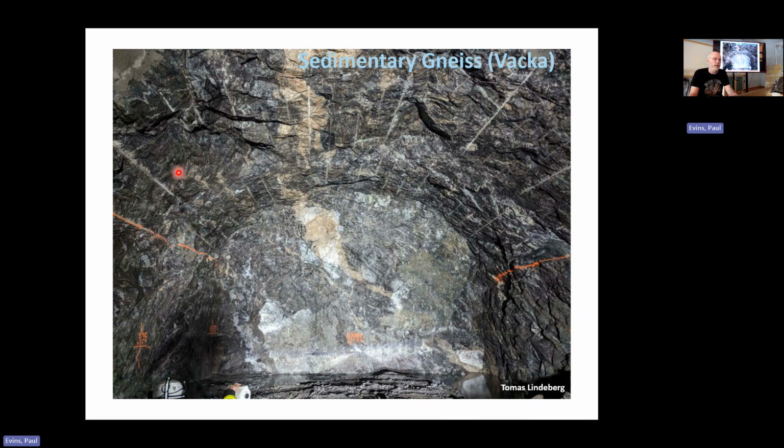So the foliation here is going across this way. Now, if the foliation was subvertical and going kind of parallel to the walls, you might have a little bit of a different contour here because you'd probably be getting slices falling out of the wall. So it's not always easy to build in, but it's easier than people think.